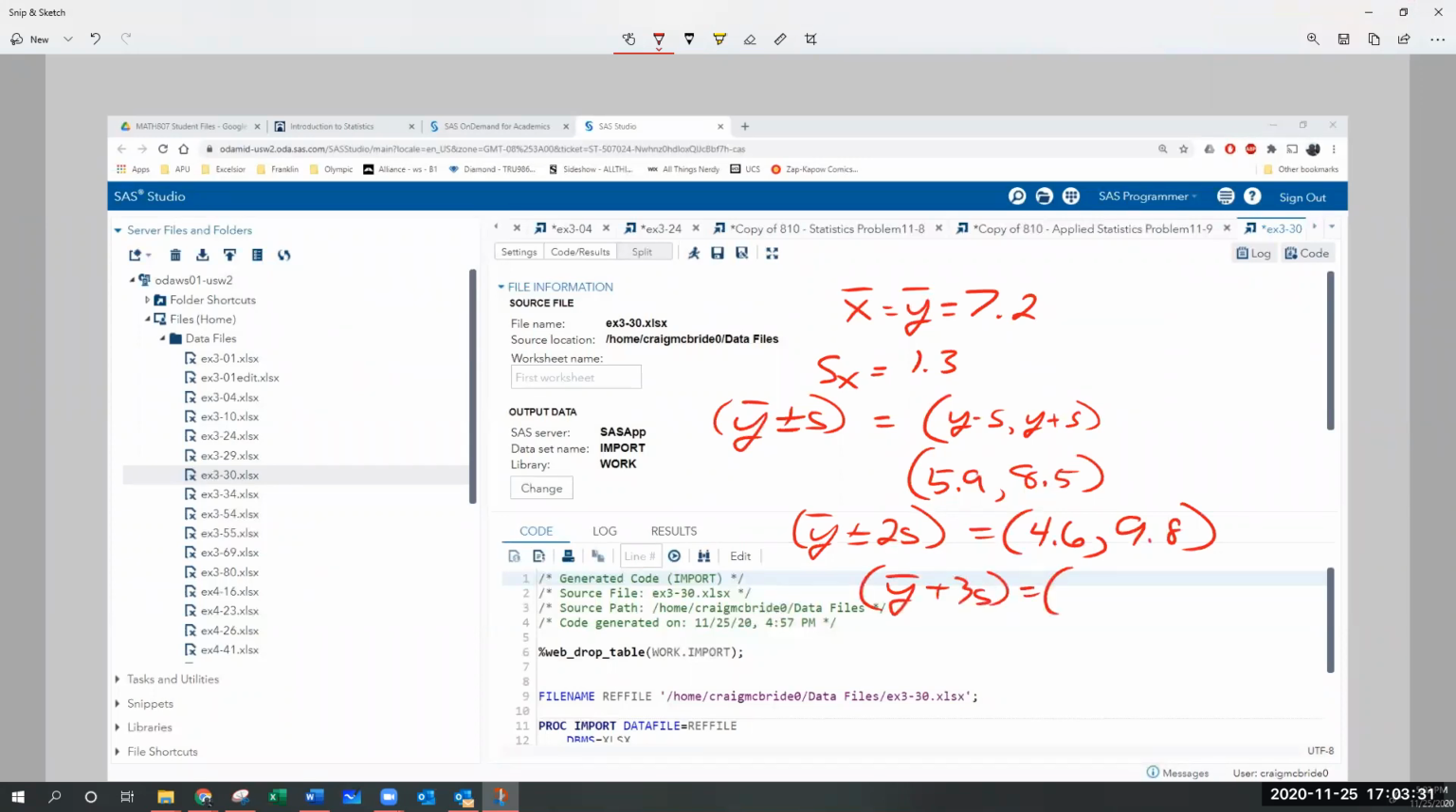same thing, right? We're just adding and subtracting it 3 times. So now we're going to be down to 3.3. And this is going to be what, 11.1. And then what you're supposed to do, so these are your 3 intervals.